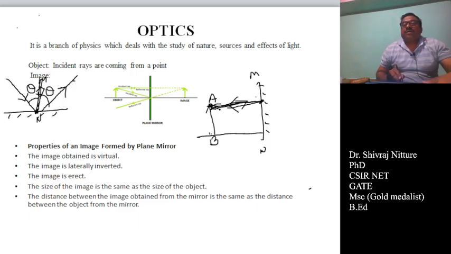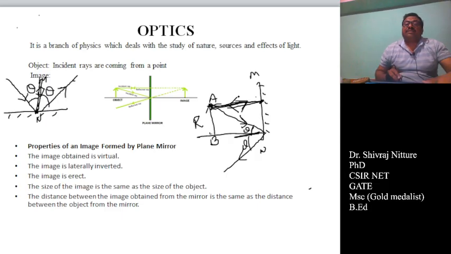One more ray will fall on this point. After reflection, this is the normal line, and this will make the angle theta. So if there is oblique incidence, it will go like this, making an equal angle theta. Understood? So what happens? These are the incident rays, coming from this object. Check whether the object is real or virtual. These are divergent, so this is a real object. Now take the image. Image means reflected rays.